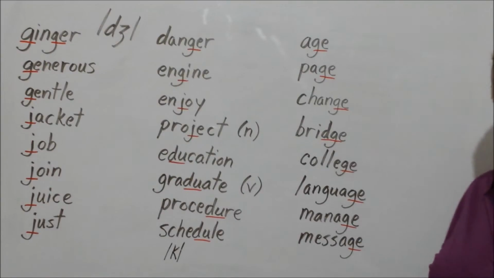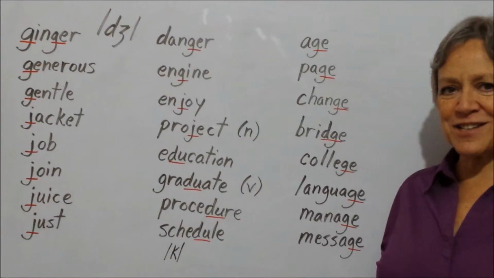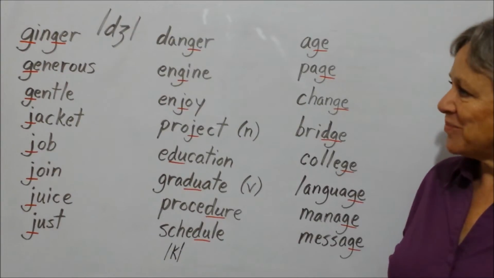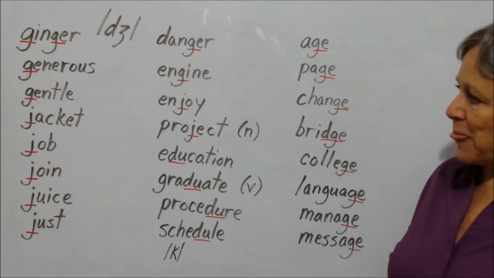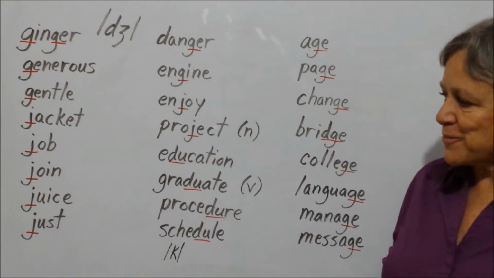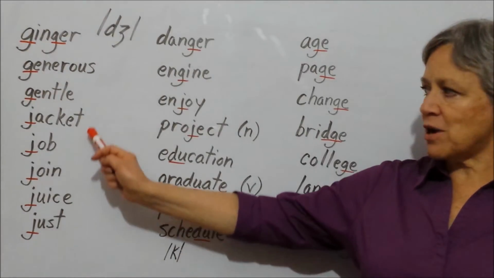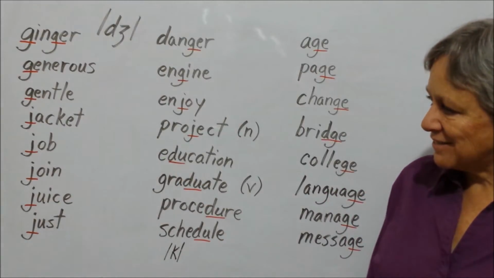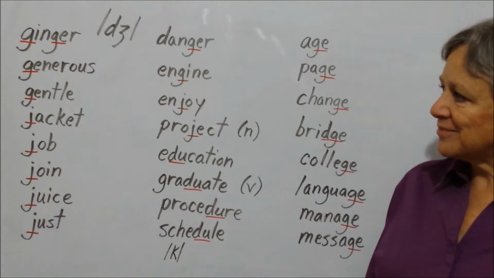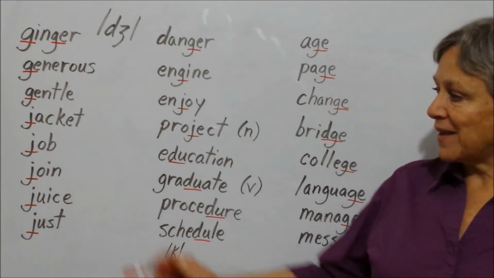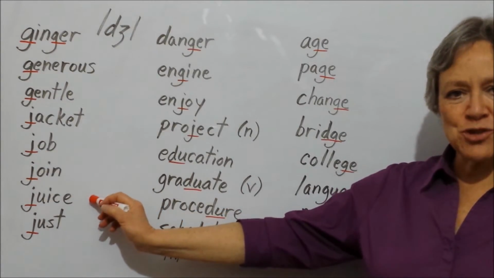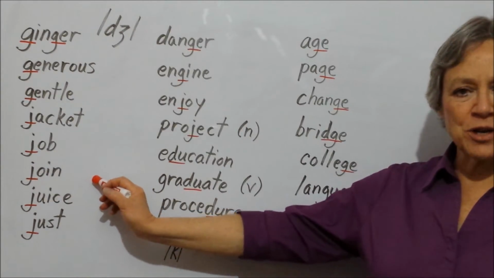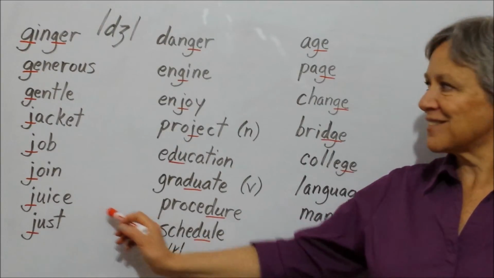All right. Please repeat a few short sentences after me, okay? Let me see. I just bought a jacket. I just bought a jacket. Will you join me for some juice? Will you join me for some juice?